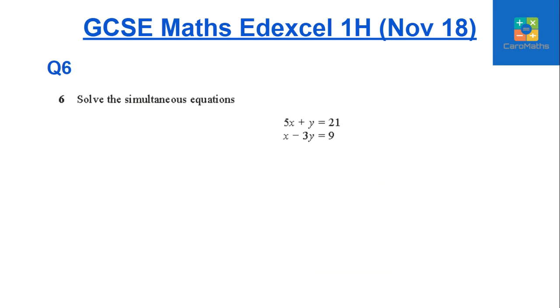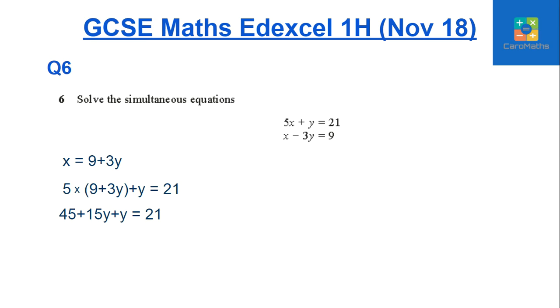Solve the simultaneous equations 5x plus y equals 21, x minus 3y equals 9. So firstly, we rearrange the second equation to get x equals 9 plus 3y, and now we put this value into the top equation to get 5 times (9 plus 3y) plus y equals 21. This gives us 45 plus 15y plus y equals 21.